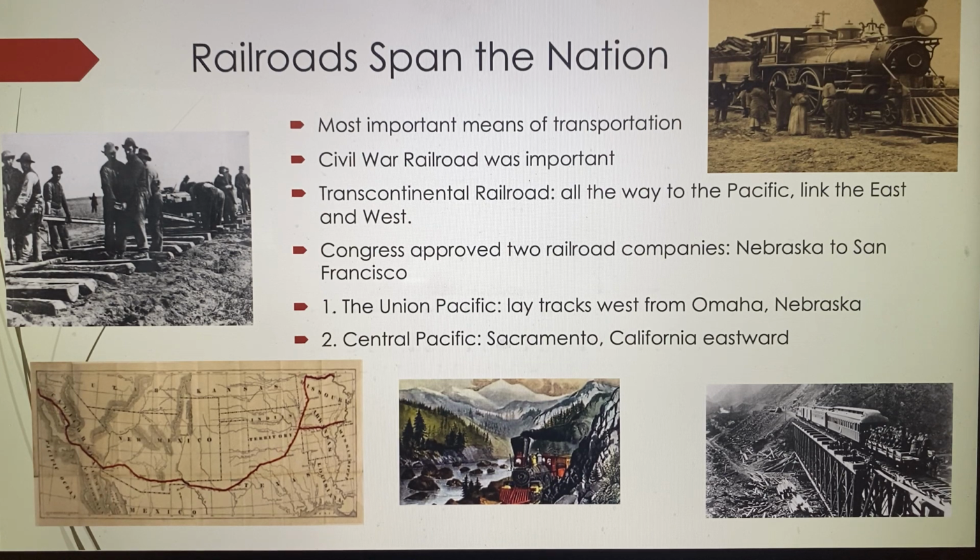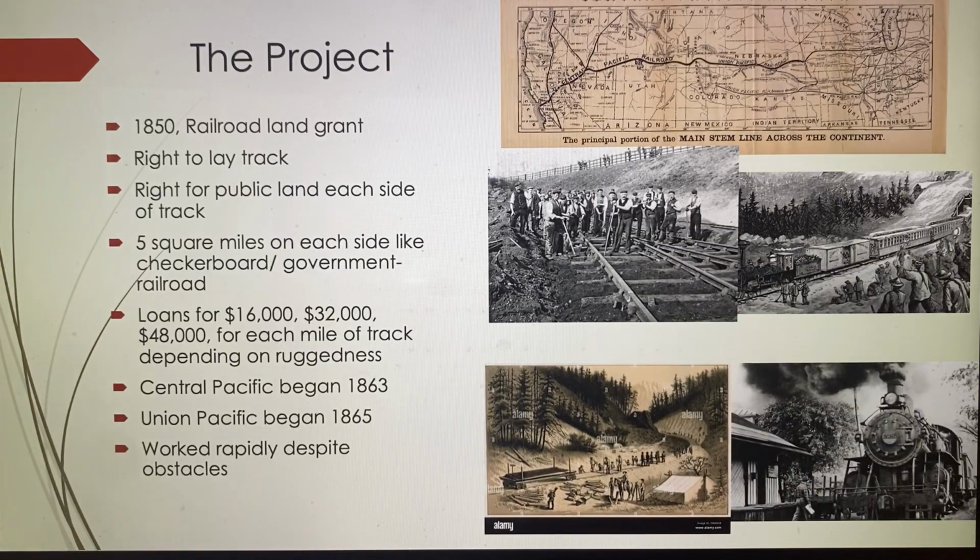You see some of the pictures here as they're building the railroad, and you see the trains and people looking, and as we'll see, they're going to have to build over a lot of mountain ranges and through miles and miles of desert, and this is what happened during this time. The Transcontinental Project.